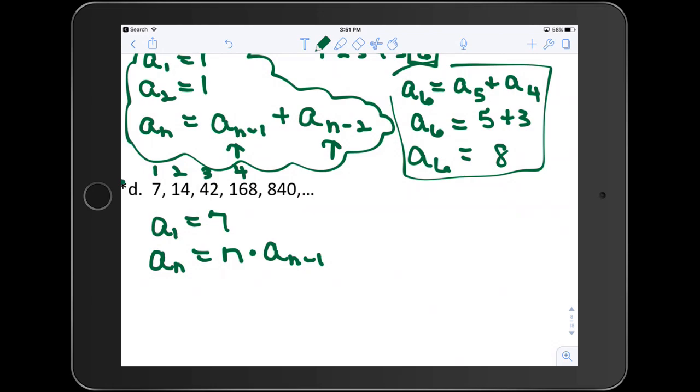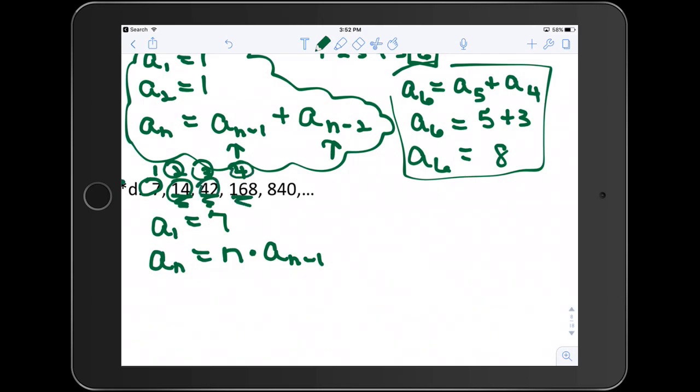7 times 2 we know is 14. If I go 14 times 2, you're not going to get 42. It's not times 2. It's not a geometric. Sorry about that. 7 times 2 is 14, but 14 times what gives you 42? That's going to be the 3, the term number. So really what's happening is that 7 times 2 gives me 14. 14 times 3 gives me 42. That's the better pattern, right? 42 times 4 gives me 168.